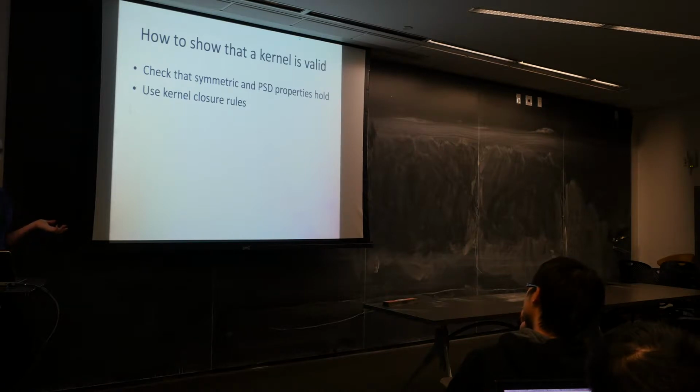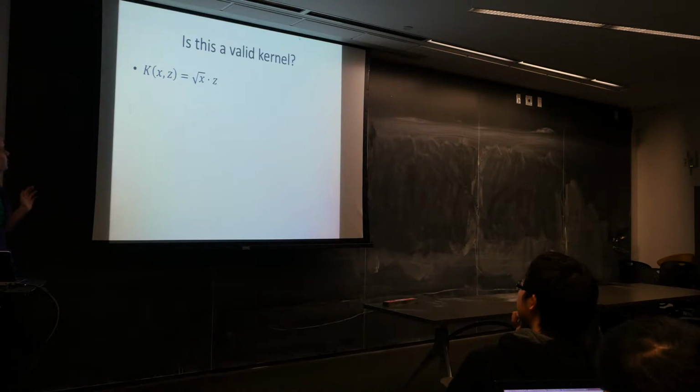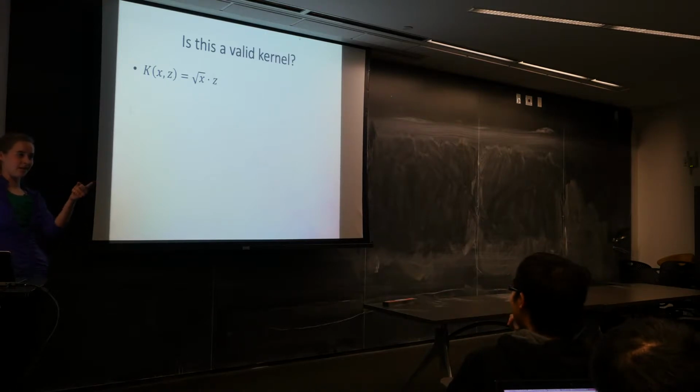You have several questions like this on your upcoming homework 3, so I thought we could go through a few examples now so you can get comfortable with the idea. Here's the first example. This kernel function is defined as the square root of x times z. Is this a valid kernel? I see a couple head shakes. Does anyone think it is valid? You might be right.